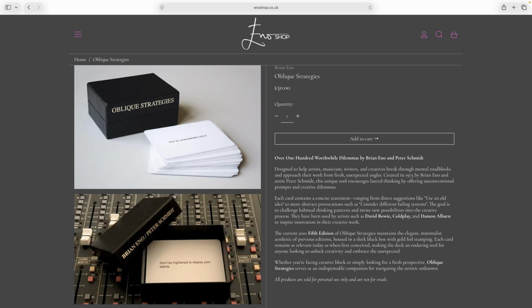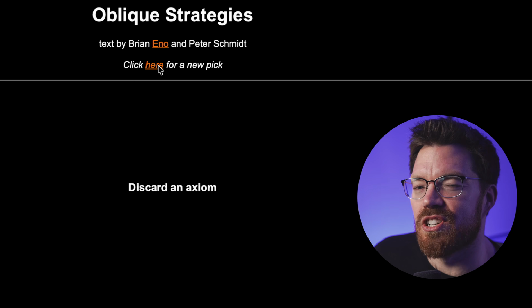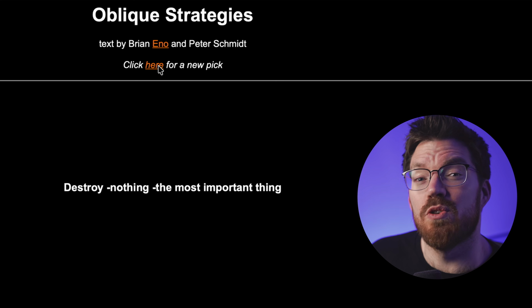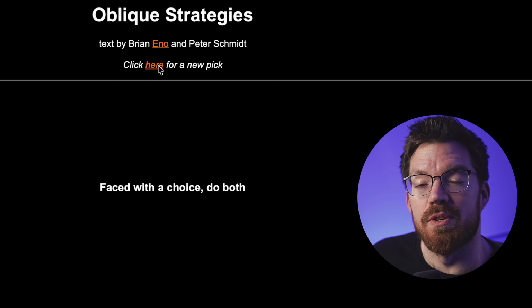Well, there are tools like Brian Eno and Peter Schmidt's Oblique Strategies. These are cards that give you random creative prompts to unstick your thinking. They're cool, but they're intentionally abstract and often too vague to grab onto when you're deep in a project.